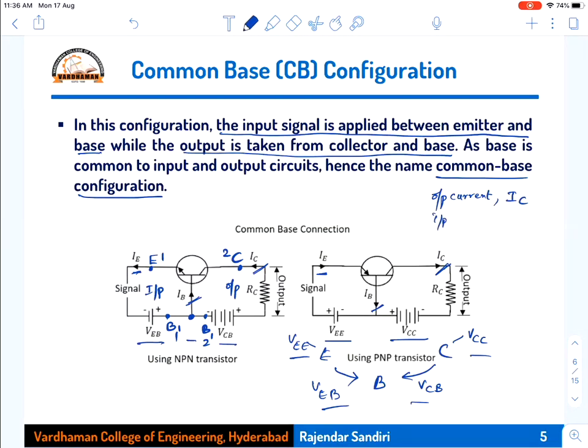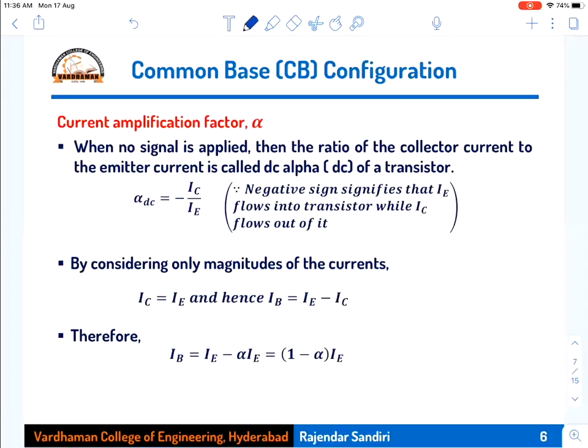The input is the emitter, so the input current is IE. If I want the ratio between output current and input current, that is what we call the current amplification factor. Alpha is output current divided by input current. That's what we are defining now. The current amplification factor is represented by alpha when no signal is applied. No signal means what?